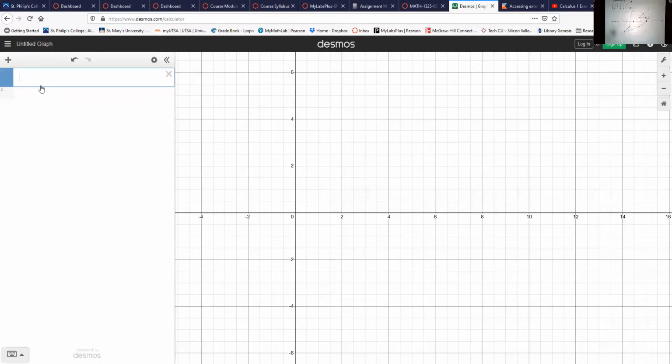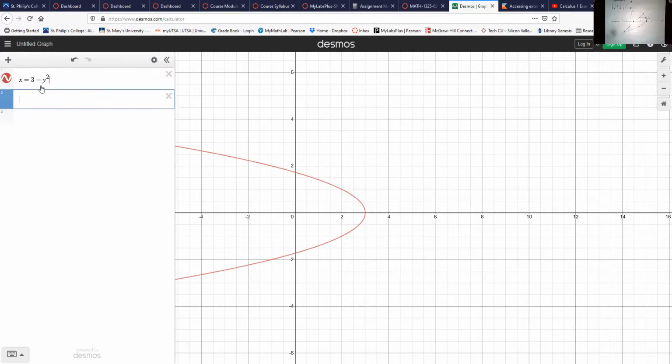So let's look at our prettier version of this picture. Just change it to x equals instead of f of y, it's easier. 3 minus y squared, x equals y plus 1.